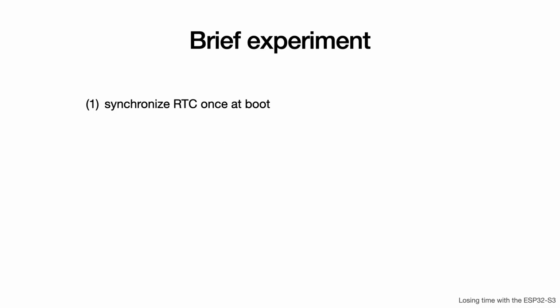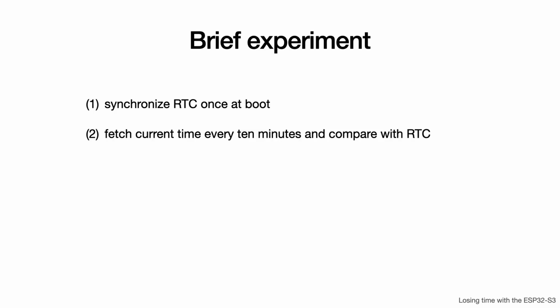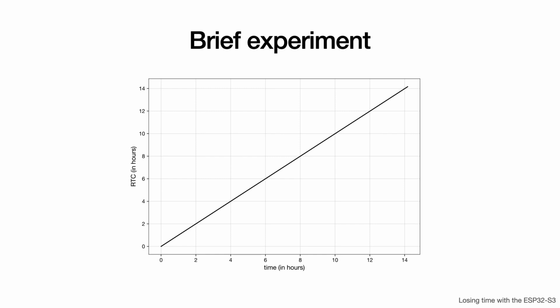First, I'm going to synchronize the clock over Wi-Fi. After that, I'll fetch the current time every 10 minutes and compare it with the RTC clock. I ran this loop for 14 hours. This is the result. On the x-axis is the actual time, and on the y-axis is the time on the chip. You can see that it's linear, but nothing else.